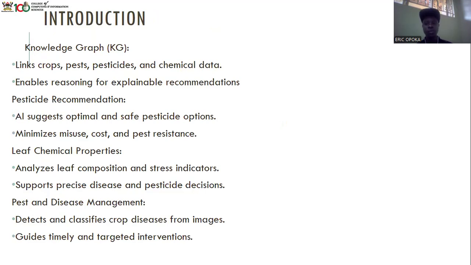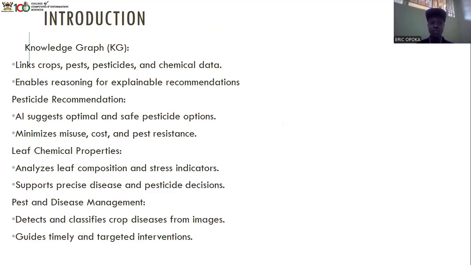In the introduction, I'm going to break down the keywords of the project. The first one is the knowledge graph. The knowledge graph works in a way that we shall have nodes, which are the different nodes we shall use for the system, because the system works in a way that the vision transformer will detect the pest, then we shall link it with the knowledge graph, which has crops, pesticide, and chemical data, to link them up to come up with the best precision results for the farmer.